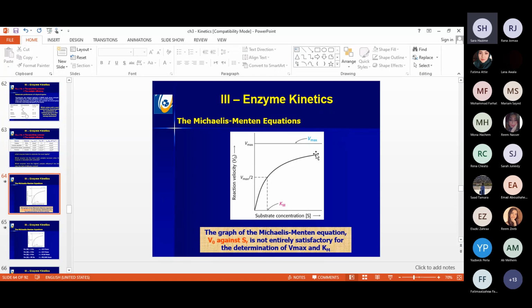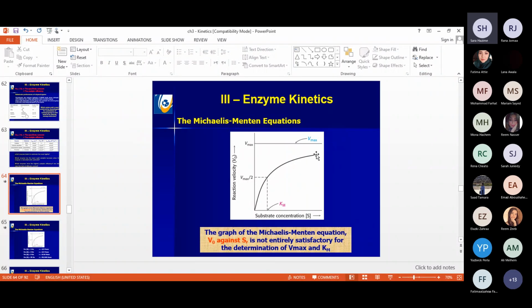Can I stop here and say this value corresponds to Vmax? What do you think? No. Surely no. Why? Because if we increase S more, V0 will keep increasing to reach, at high S concentration, a constant value of velocity equal to this Vmax here.